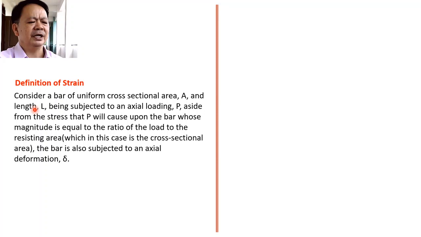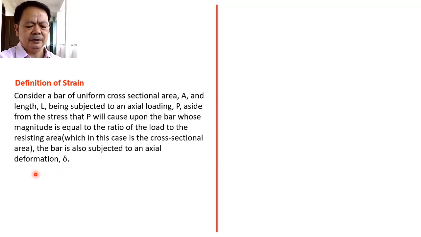Let us imagine that we have a bar of uniform cross-sectional area A and a length L that is being subjected to an axial load P. Aside from the stress that the P will cause upon the bar, whose magnitude is equal to the ratio of the load P to that of the resisting area, which in this case is our cross-sectional area, the bar is also subjected to an axial deformation.